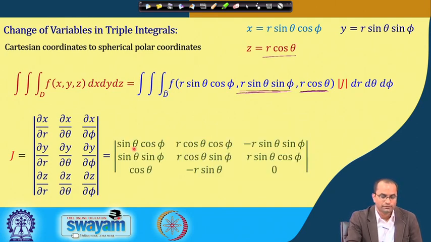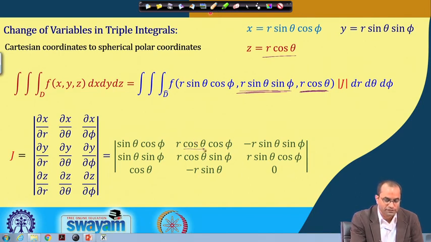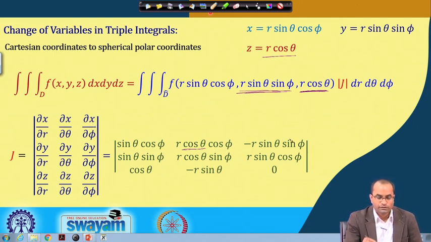So, del x over del r, when we compute this partial derivative, we will have sin theta cos phi. And del x over del theta: with respect to theta, r and phi will be treated as constant. So, this sin theta will become cos theta here, that is the only change. Then we have del x over del phi. So, x was r sin theta cos phi, so this cos phi will become sin phi, with a minus sign, because the derivative of cos phi is minus sin phi. Similarly, we can now compute the other derivatives.